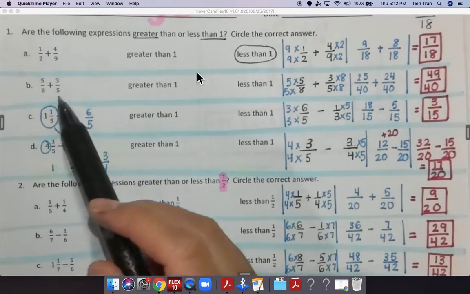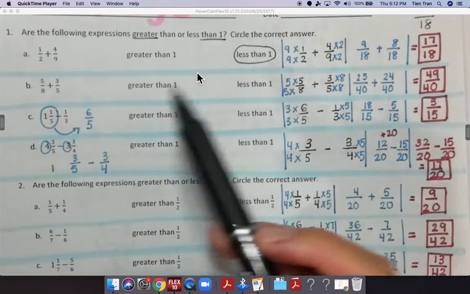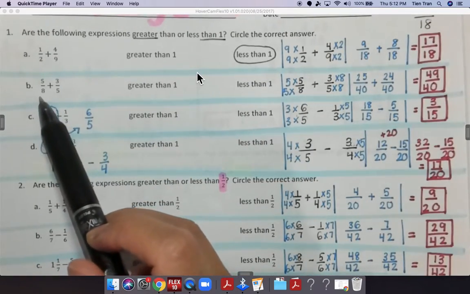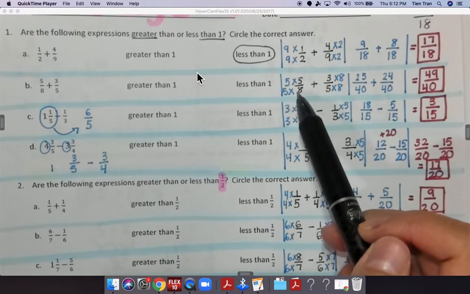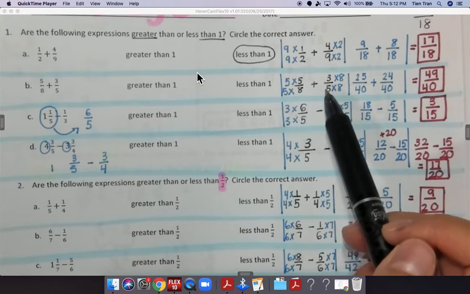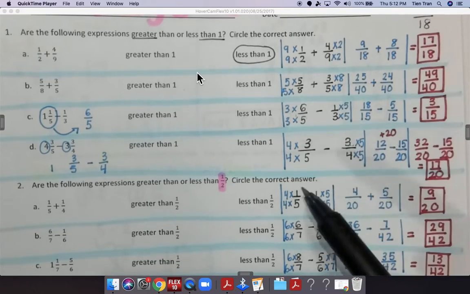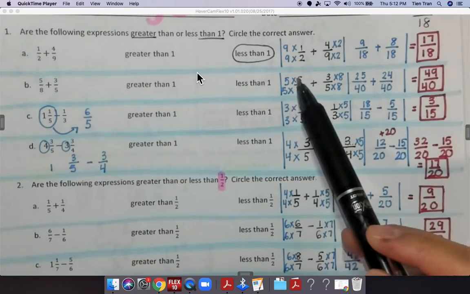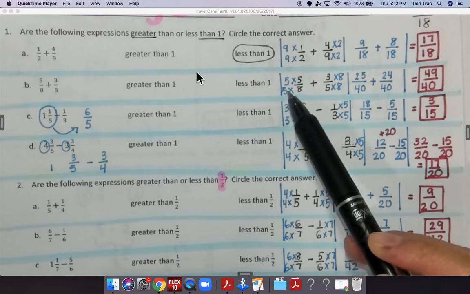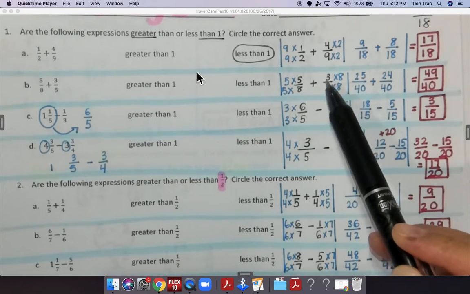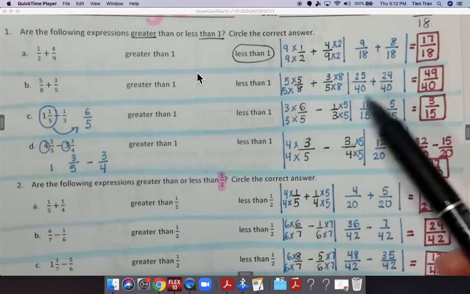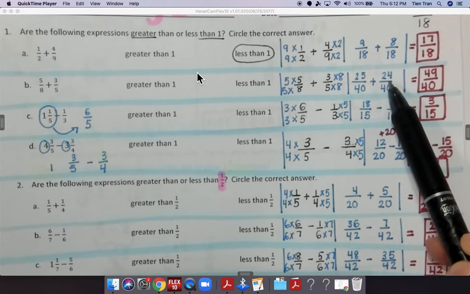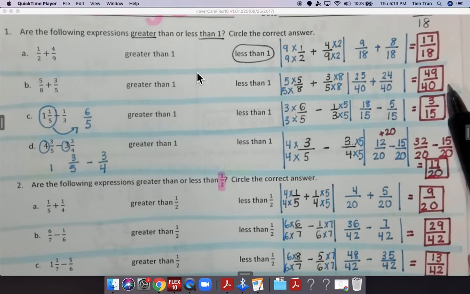Now for problem B. I have 5/8 plus 3/5. And I know that the common denominator for 8 and for 5 is going to be 40. So I multiplied 8 times 5, which is equal to 40, and 5 times 8, which is equal to 40. Now multiplying. 5 times 5 is 25, 5 times 8 is 40, 3 times 8 is 24, 5 times 8 is 40. So when I add 25 plus 24 together, I get 49.